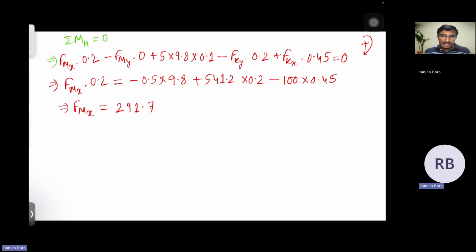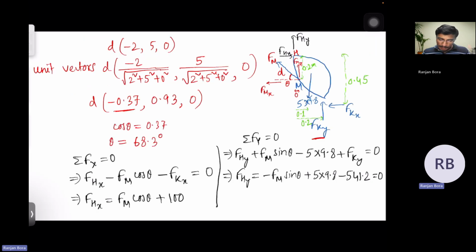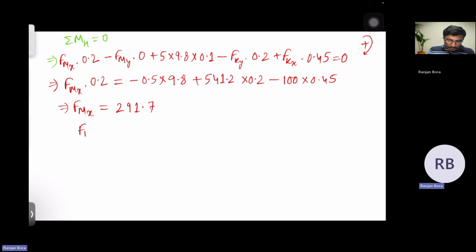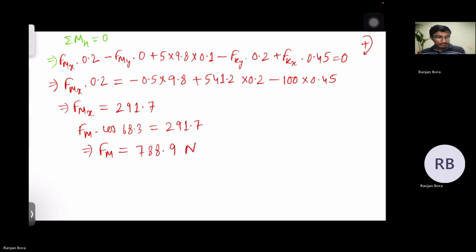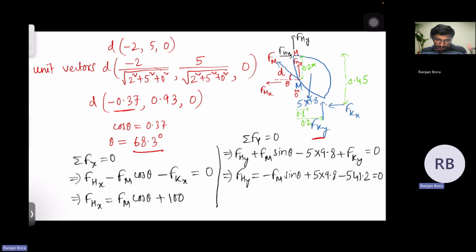So from this, Fmx is Fm cos theta, and theta is 68.3. So Fm cos 68.3 equals 291.7. From here, Fm equals 291.7 divided by cos 68.3, which is 788.9 Newton. So we have found Fm.